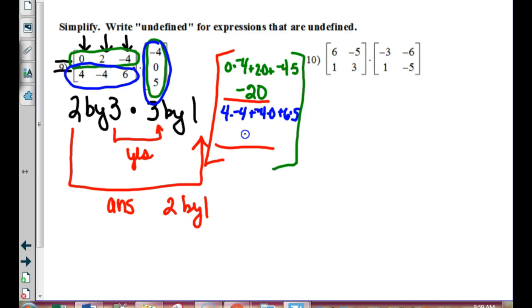$14 is right, right? Because it's negative 16 plus 30. That's not 24. That's my bad.